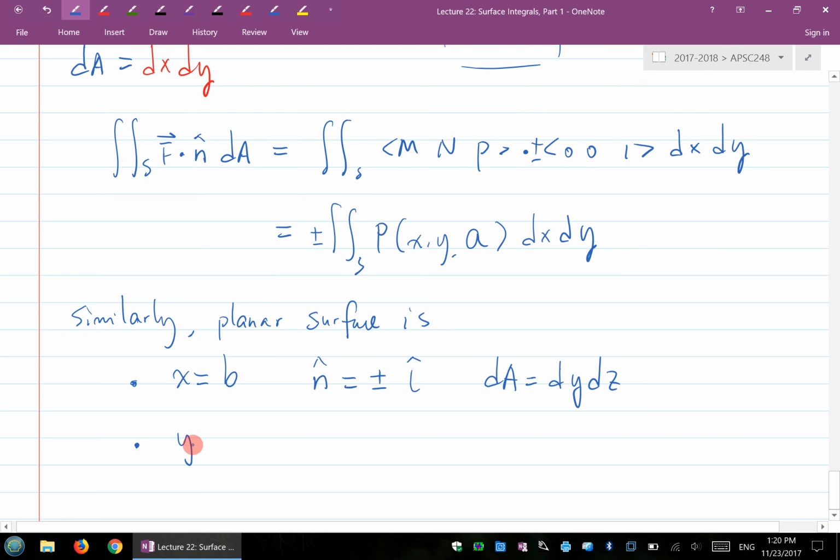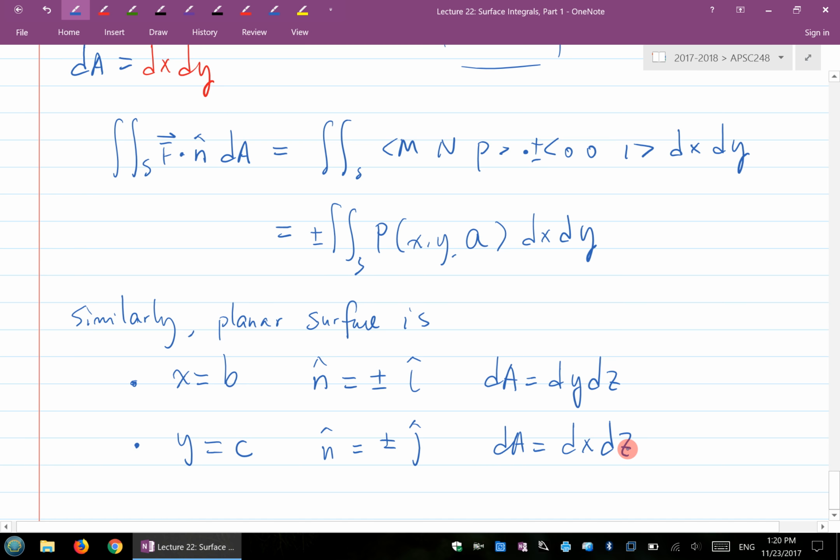So that will be the difference from the z equal to a. Similarly, if you have a y equal to c, then this will be positive, negative j hat, and then dA will be dx dz, or dz dx in the math. So that's the second special case.